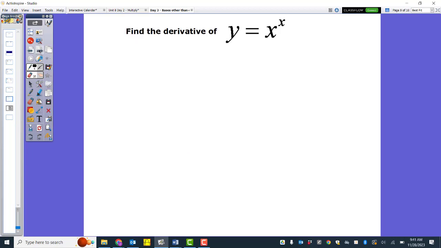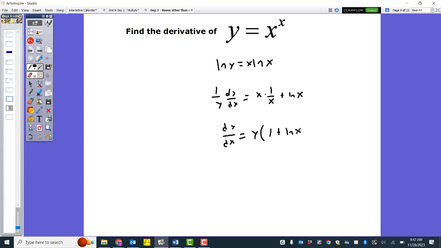Now, this leads us to this problem right here. This one's a little bit different. We're just going to use logarithmic differentiation, and we're just going to use natural log. We'll say natural log of y equals natural log of x to the x, so x natural log of x. So we have 1 over y dy over dx equals, this is product rule, so x times 1 over x plus natural log of x times 1. So dy over dx equals y times 1 plus natural log of x, and plug back in our y, which is x to the x times 1 plus natural log of x.